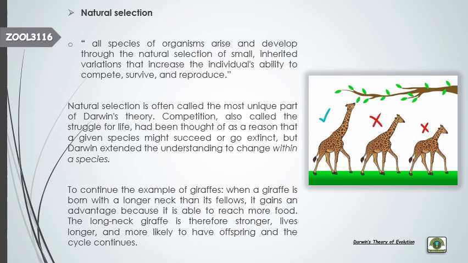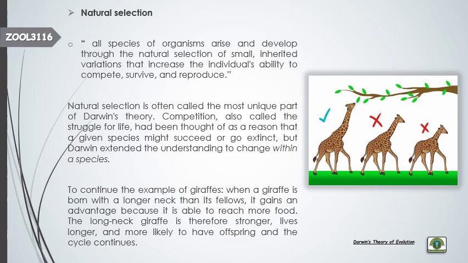best organisms to survive. If we come to the proper definition of natural selection, then we could say that all species of organisms arise and develop through the natural selection of small inherited variations that increase the individual's ability to compete, survive, and reproduce. So, the variations that the individuals adapt because of the change in their environment are inherited variations. These variations are inherited by the next generations, and ultimately result in speciation and evolution, right?